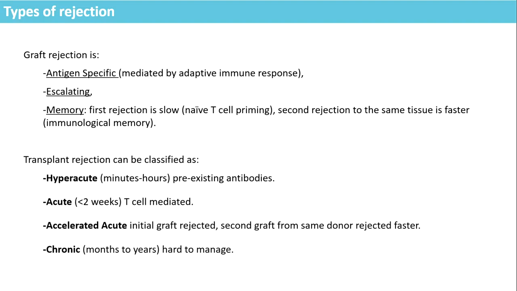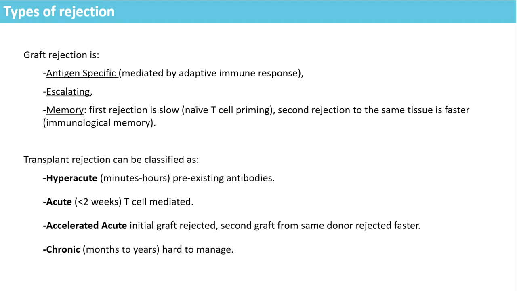And so, as I mentioned before, this is all based on an immune response, the adaptive immune response. So graft rejection is antigen specific. It's also escalating, and it involves memory. The first rejection response would be a slow one where your immune system is getting primed. But then if you encounter tissue from that donor again, you're going to have a second set rejection, which is much faster, and that's mediated by your immunological memory. But rejection can be broken down into four classifications. We have hyperacute, which is very quick, and this is due to pre-existing antibodies.